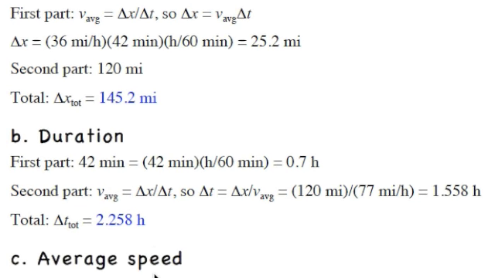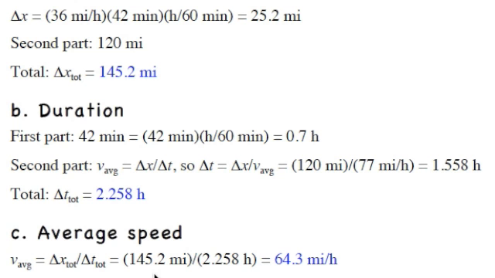Now we have everything we need to find the average speed of the entire trip. 145.2 miles divided by 2.258 hours gives us 64.3 miles per hour.